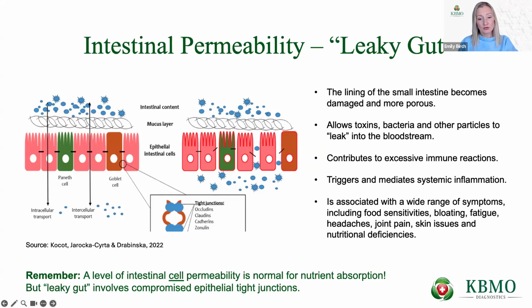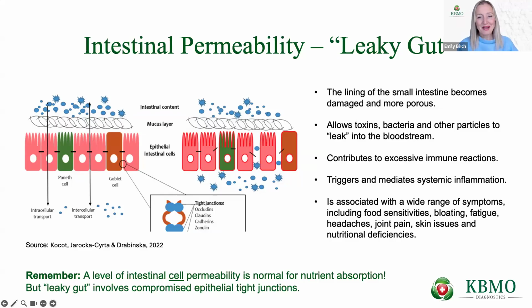I've put a little reminder down the bottom here, and I think it's important for us to remember ourselves, but also remind our clients when we're talking to them about this sort of thing, that a level of intestinal cell permeability is completely normal. Intestinal permeability in terms of transport of substances across the cells is completely normal, totally needed for nutrient absorption. But leaky gut, as we're describing it here, involves compromised epithelial tight junctions. So it's where those tight junctions are moving apart. And I think it's really important that we just define the difference.